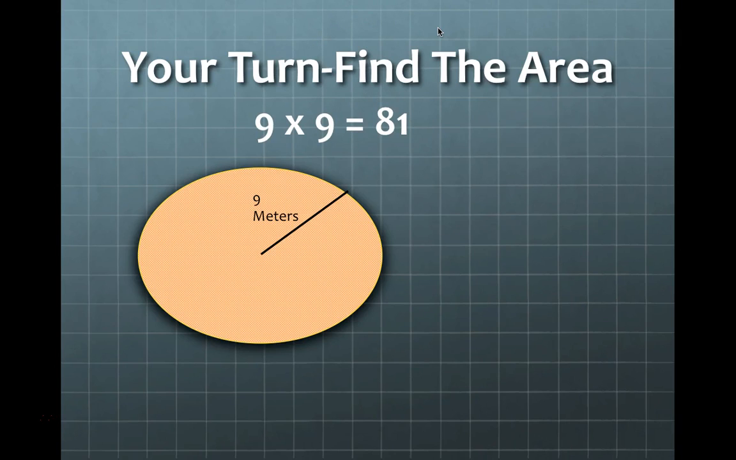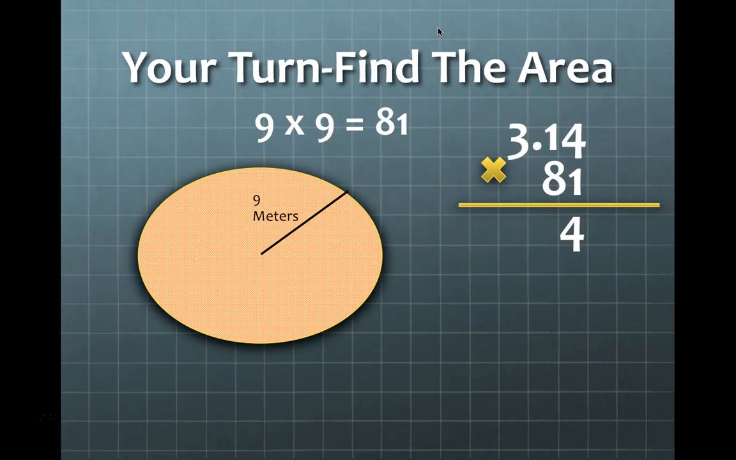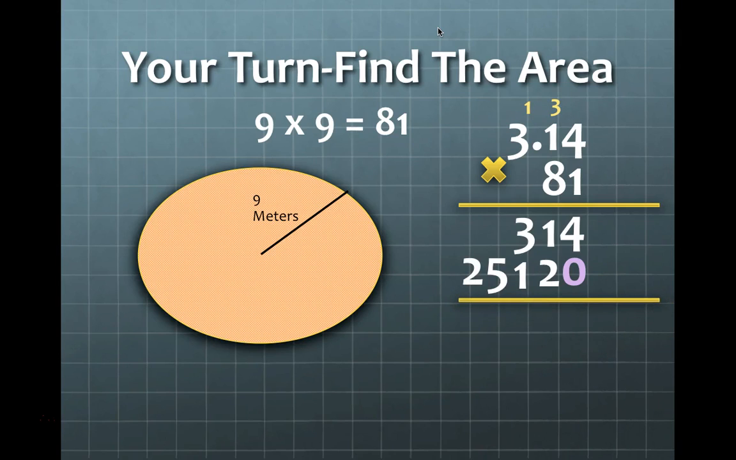And then we need to multiply the radius squared, 81, times pi. And we multiply it. 1 times 4 is 4. 1 times 1 is 1. 1 times 3 is 3. Straightforward so far. 0 goes down. 8 times 4 is 32. 8 times 1 plus 3 is 11. And then 8 times 3 is 24. And plus the 1, 25.